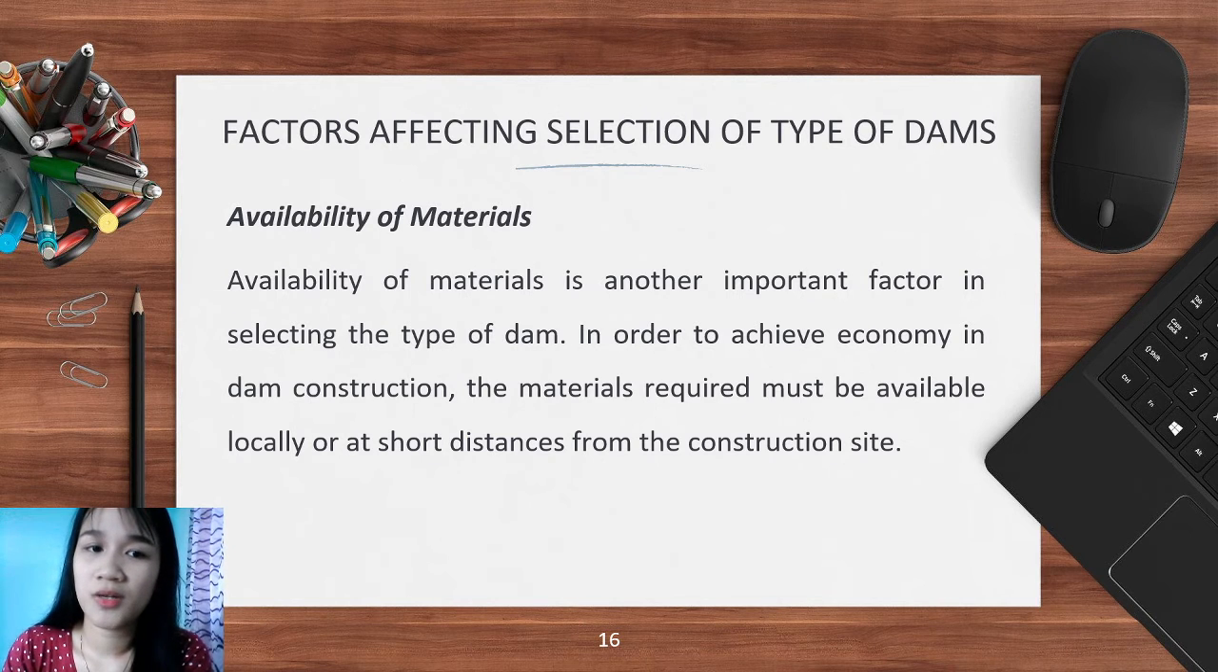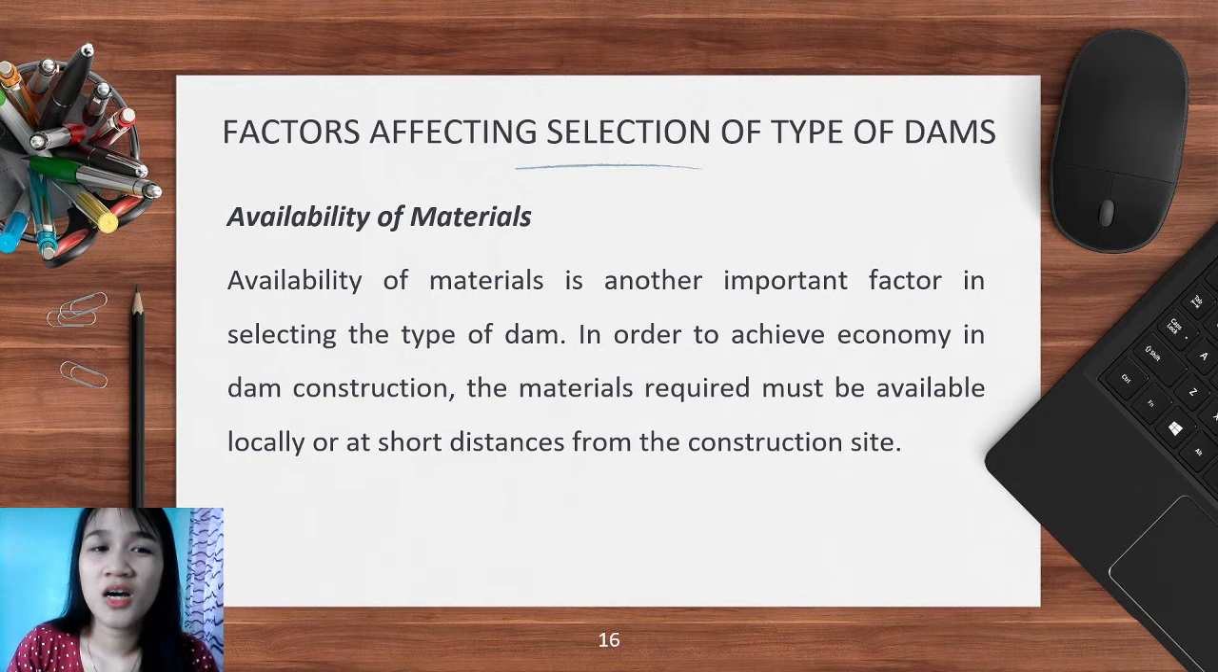availability of materials. So availability of materials is another important factor in selecting the type of dams. So in order to achieve economy in dam construction, the material required must be available locally or at short distances from the construction site.